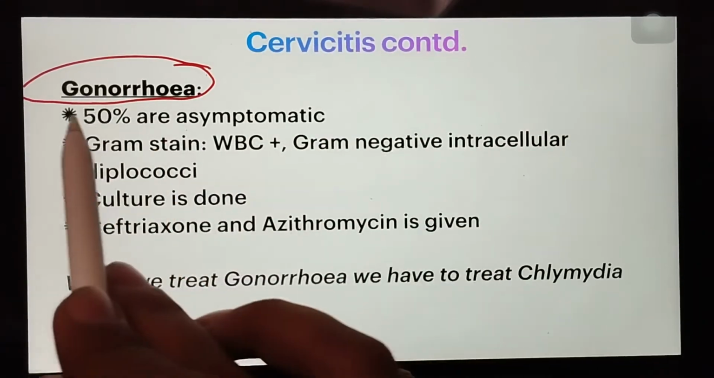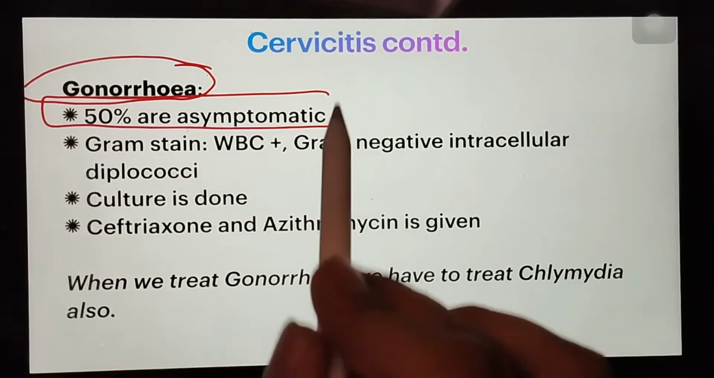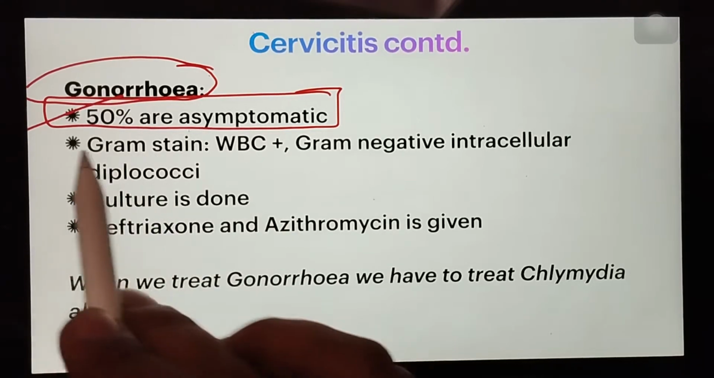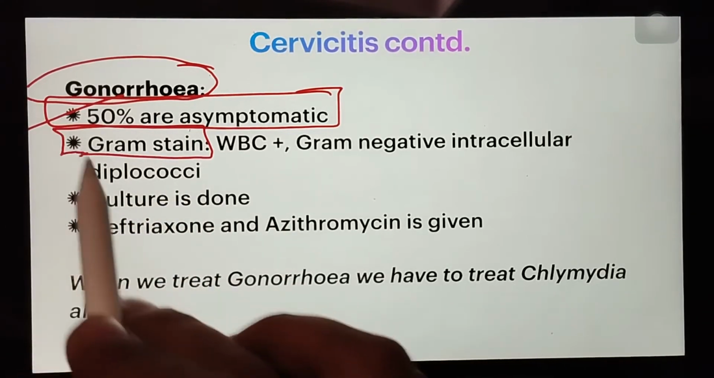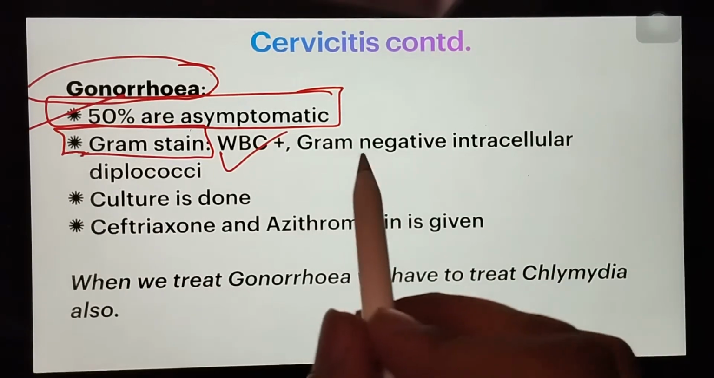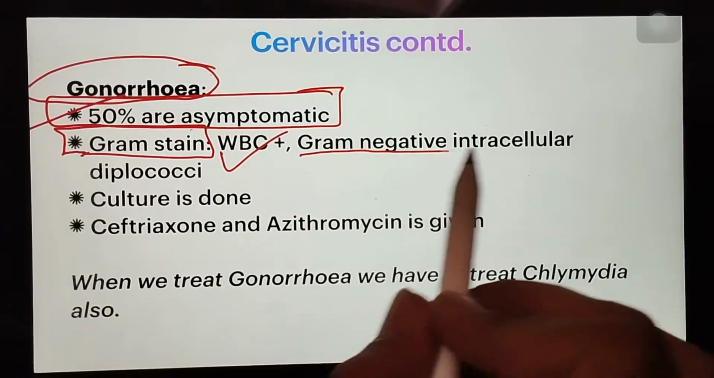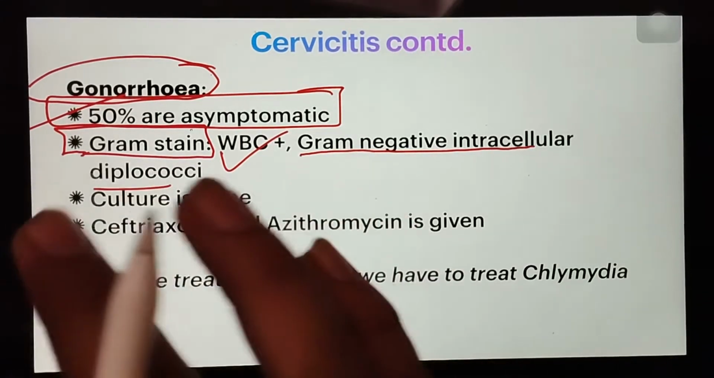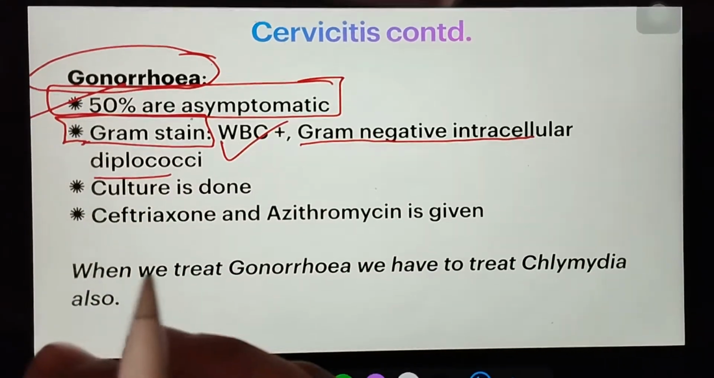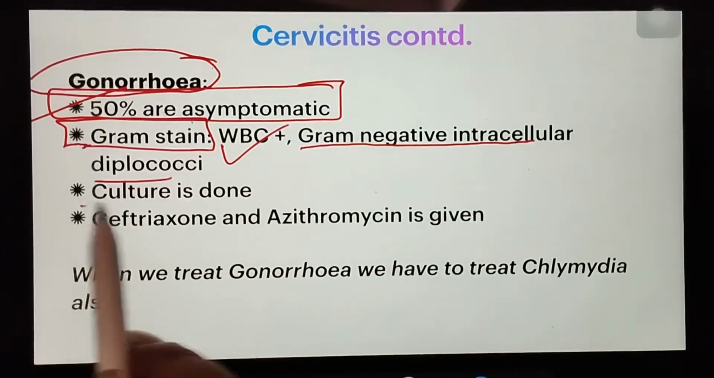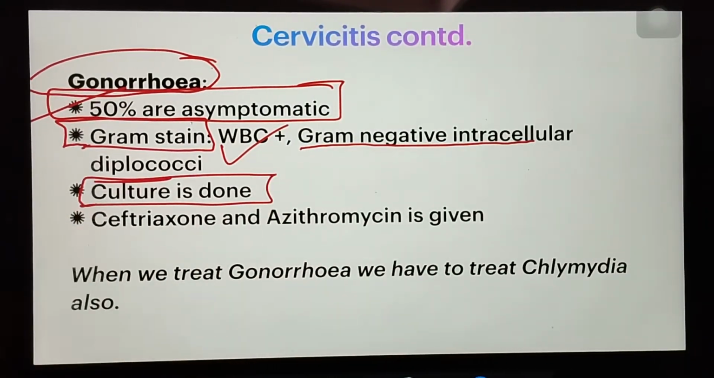Next is gonorrhea. In chlamydia 80% are asymptomatic; here 50% are asymptomatic. As I said earlier, the gram stain shows WBCs present in chlamydia also, but in gonorrhea gram-negative intracellular diplococci are present, while no organism is found in chlamydia, so we can differentiate them. The culture is done, and the treatment is ceftriaxone and azithromycin.